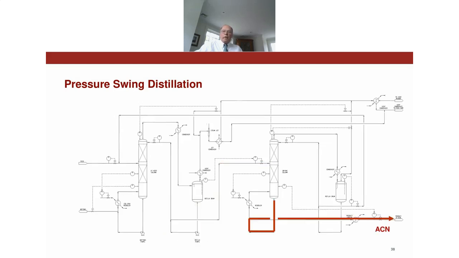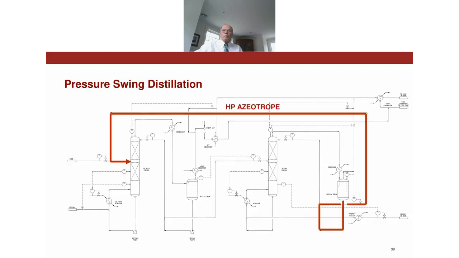And then dry acetonitrile comes out the bottom of the high pressure column. And in this case, the goal was to have less than 1,000 ppm. We ended up achieving about 100 ppm of water in this recovered acetonitrile product. And again, here's the recycle stream that we talked about.